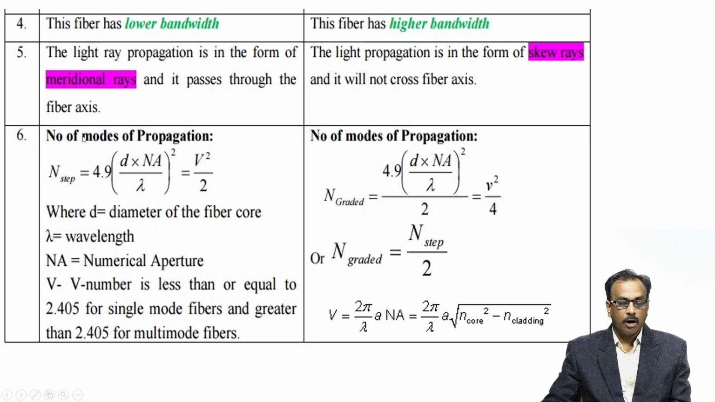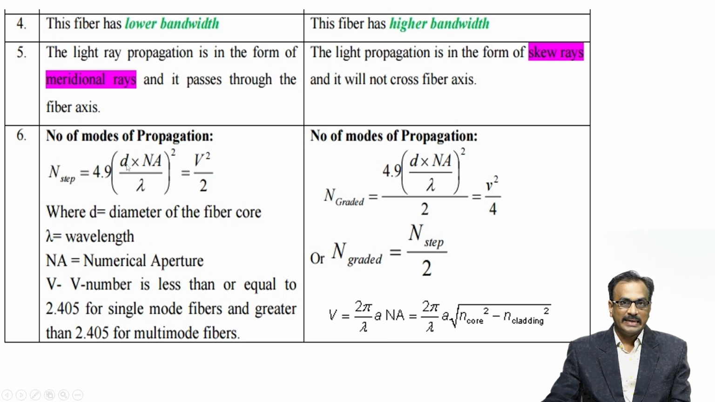Number of modes. How many modes can transmit? How many signals can transmit through the step index multimode fiber? That is, N step equal to 4.9 into d into numerical aperture by lambda, whole square, equal to V square by 2. V is a constant, where N step is the number of modes that can propagate through the optical fiber. This is the formula.